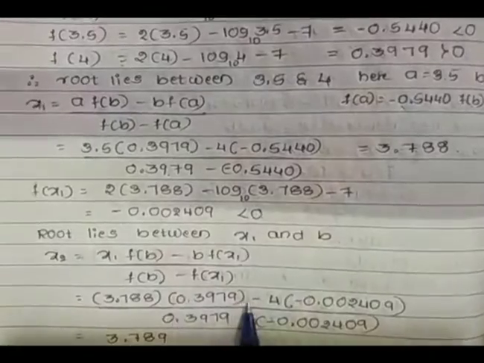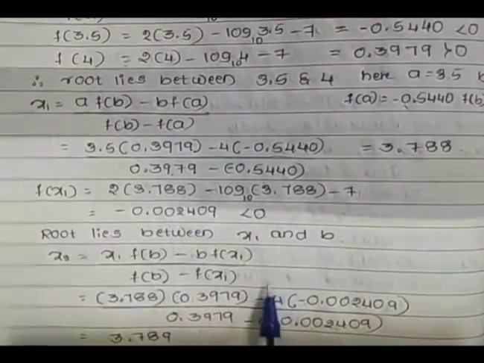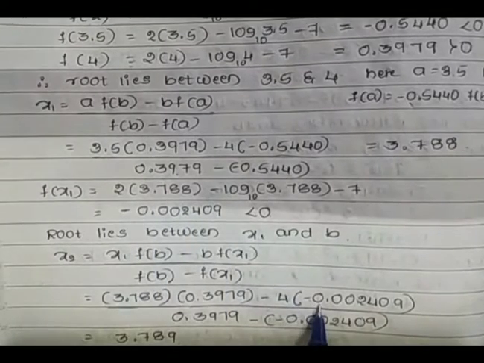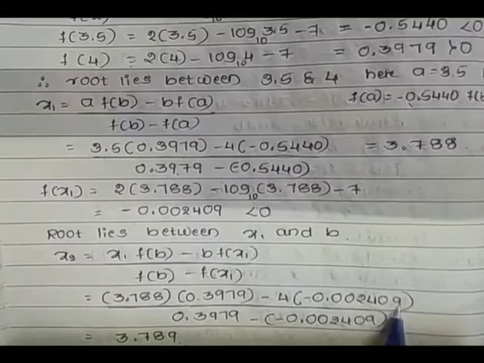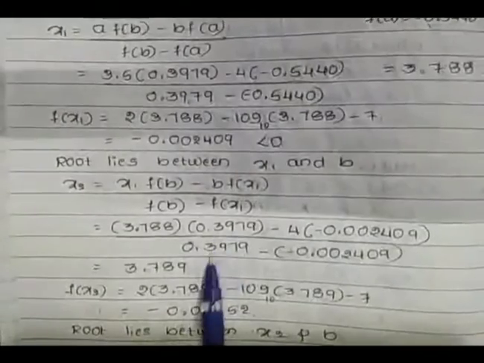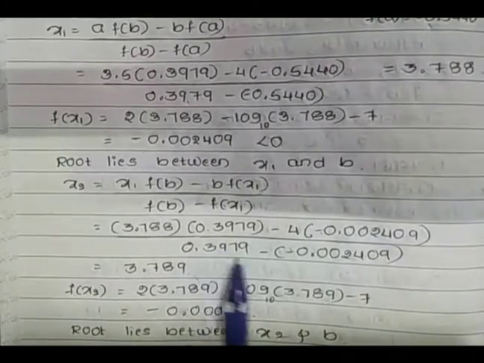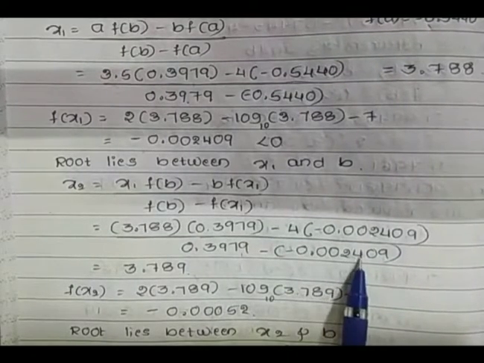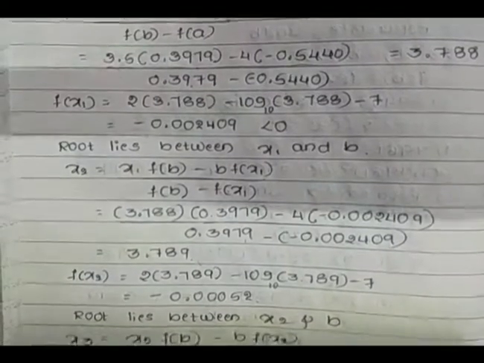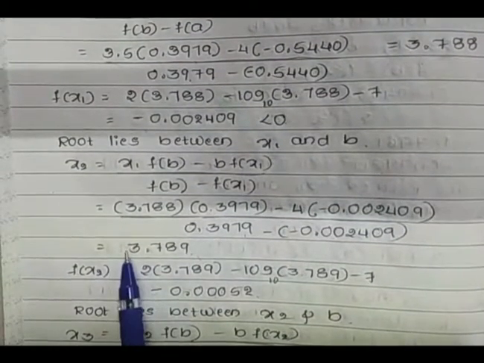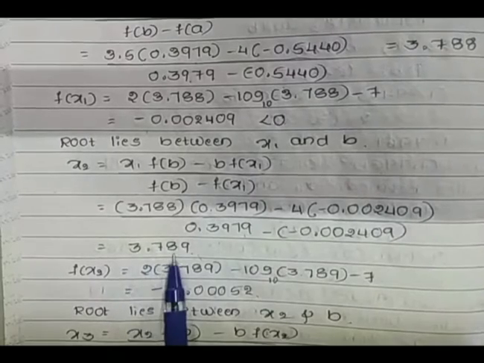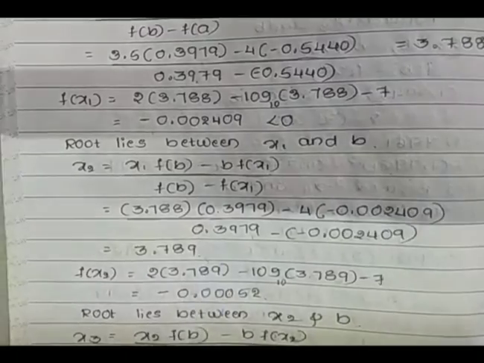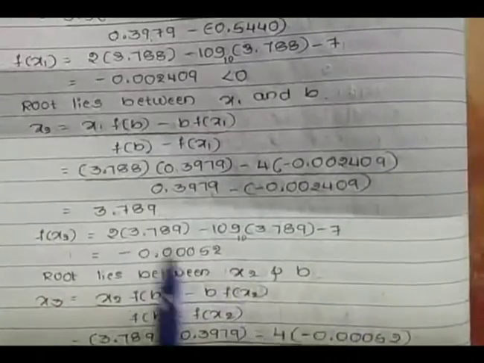Then f of b, so f of b means this one, the f of b answer is 0.3979, substitute, minus b value is 4, substitute. Then f of x1 means the previous result, that is minus of 0.002409, divided by these bracket values, that is 0.3979 minus, here it is minus of 0.002409. Again using the calculator, if you simplify, then you are going to get here 3.789. This is the second approximation, that is x2. For this x2, calculate f of x2.